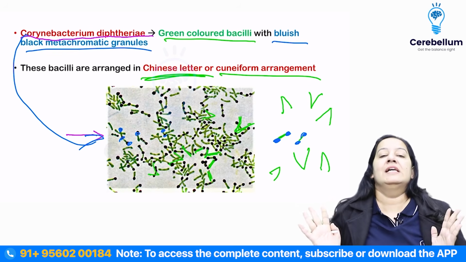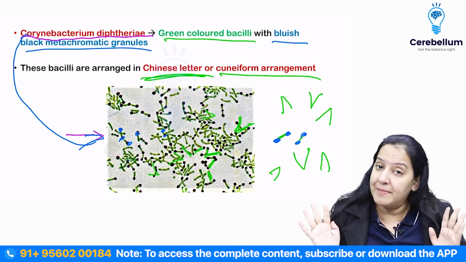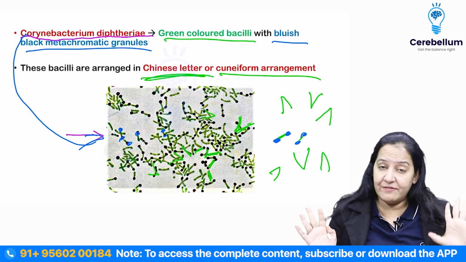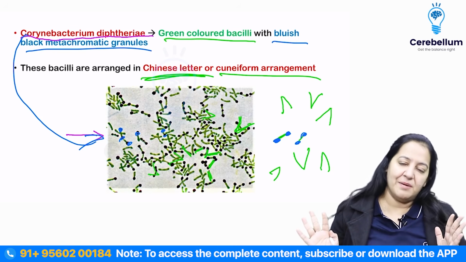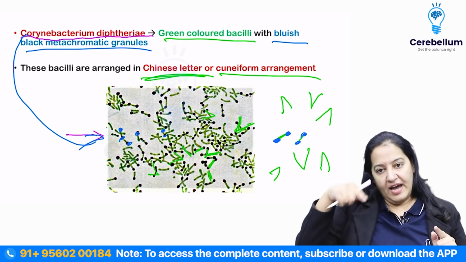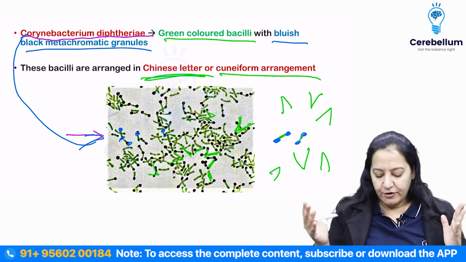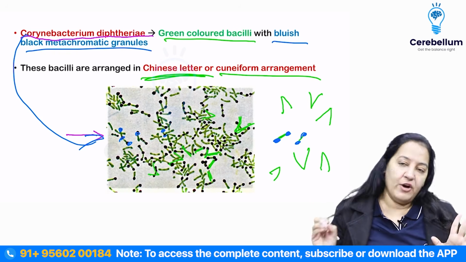It's a typical diagram of Corynebacterium diphtheriae on Albert stain. It's not Gram stain, it's not acid-fast stain, it's the Albert stain. So learn the colors also. The bacteria is green color, the metachromatic granules are blue color, and they are V-shaped or L-shaped. Now can you tell me the reason why they are V or L-shaped?